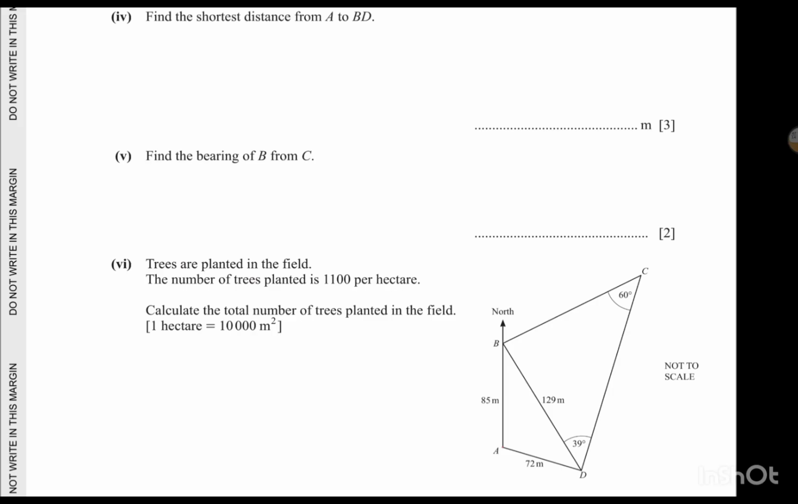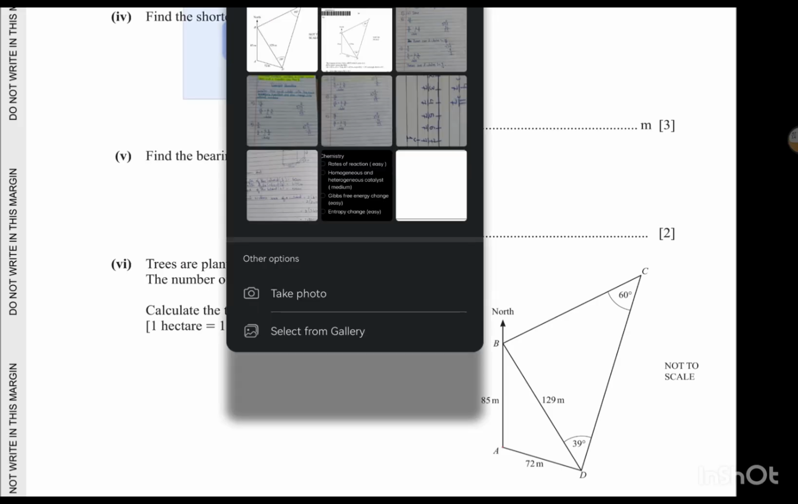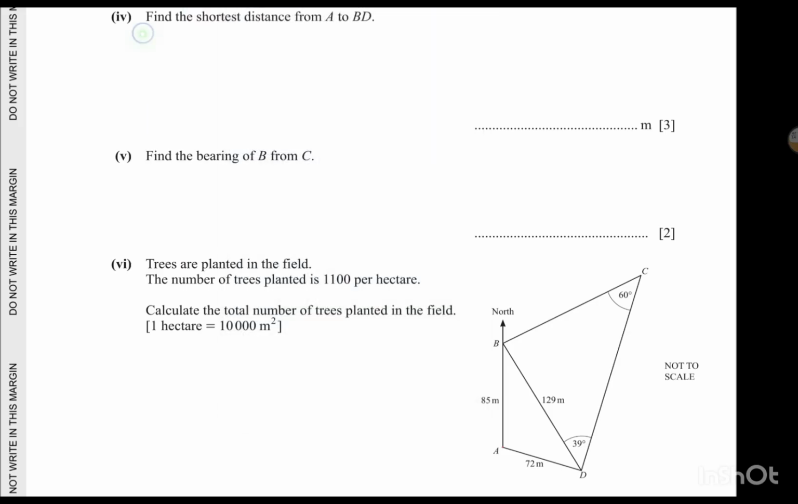Question number 4. Find the shortest distance from A to BD. We need to find the shortest distance from A to BD in the figure. So I have copy and pasted the figure here for the reference. So from A to BD, let me draw a straight line which is perpendicular to line BD. Then you will have a right angled triangle here.